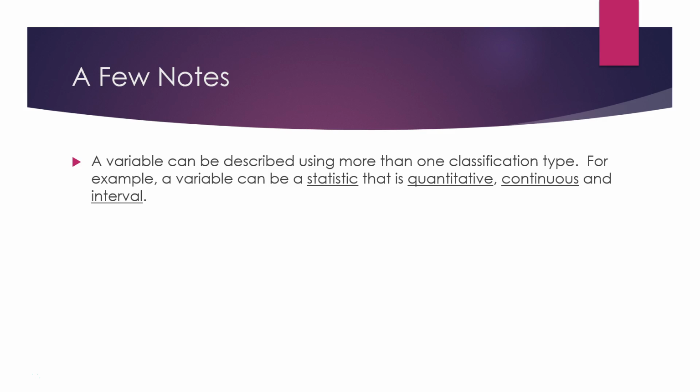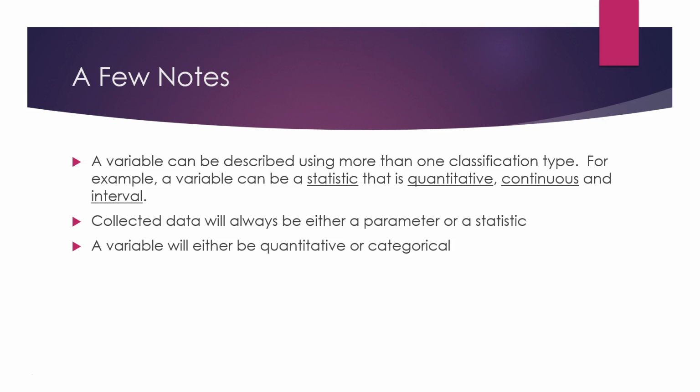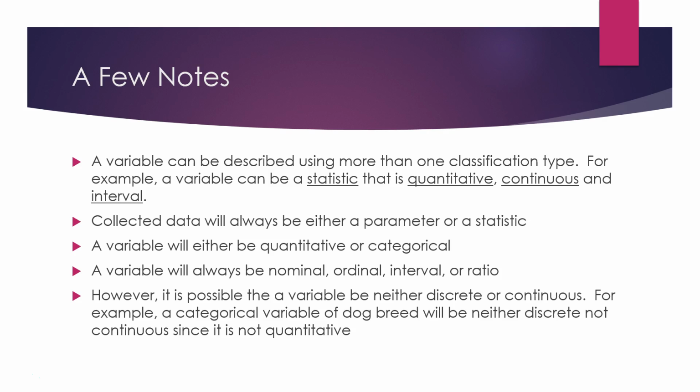A few notes here. First, a variable can be described using more than one classification type. So for example, a variable can be a statistic that is quantitative, continuous, and interval. Collected data will always be either a parameter or statistic. A variable will either be quantitative or categorical. A variable will always be nominal, ordinal, interval, or ratio. However, it is possible for a variable to be neither discrete nor continuous. For example, a categorical variable of dog breed is not going to be discrete nor continuous since it is not a quantitative variable. It's not numeric.